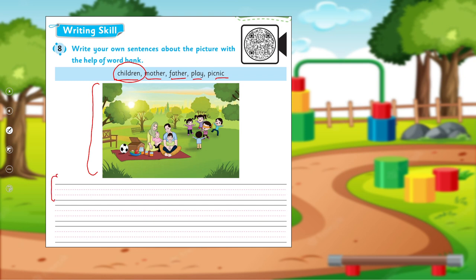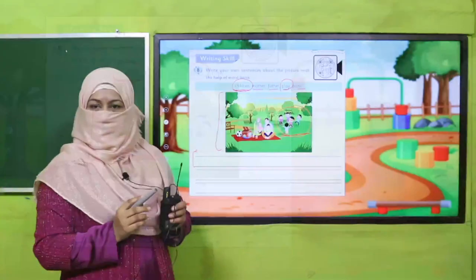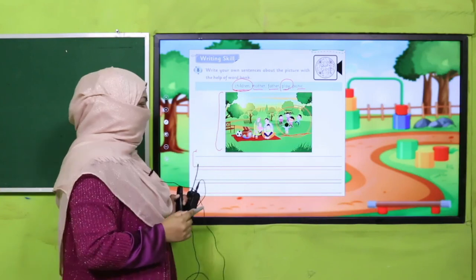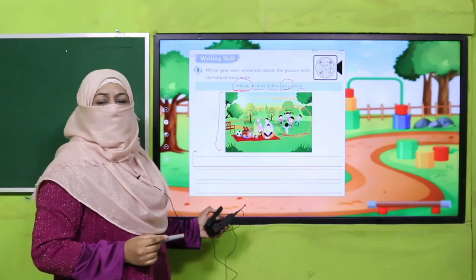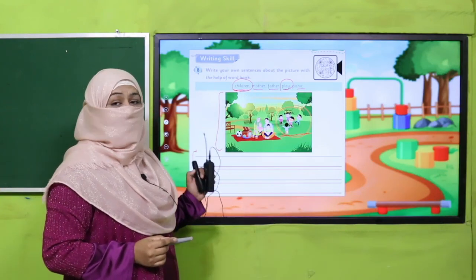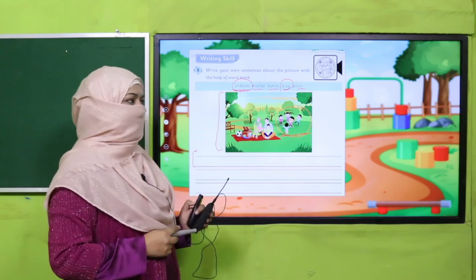For example, the first word is children. And what are children doing? Children are playing, right? So play is also there. You can keep using words and making sentences. Write these sentences over here. When you are done with this activity, kindly come back.